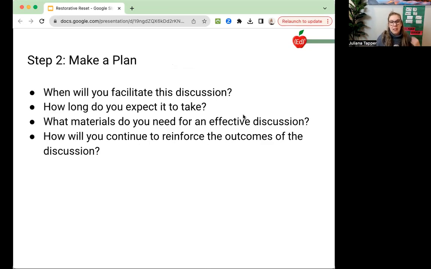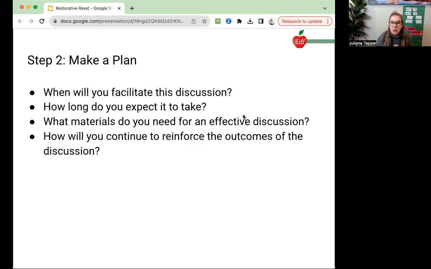When will you facilitate this discussion? How long do you expect this discussion to take? I would say you probably need to designate an entire class period when you get back to this. What materials do you need for an effective discussion? Do you need poster board? Do students need to do a kind of gallery walk of ideas? Again, what are some materials that you might need for an effective discussion to keep students focused? Do you need to print out some notes for them? Do you need to print out a reading for them? What is it that you're going to need to have for an effective discussion?